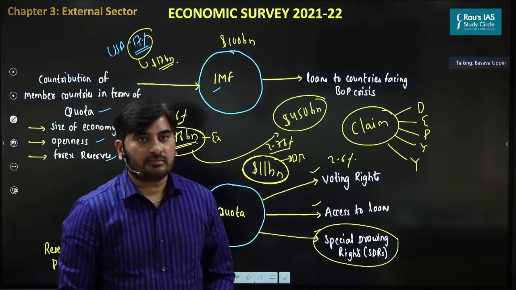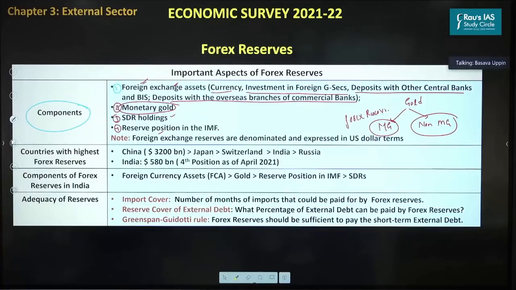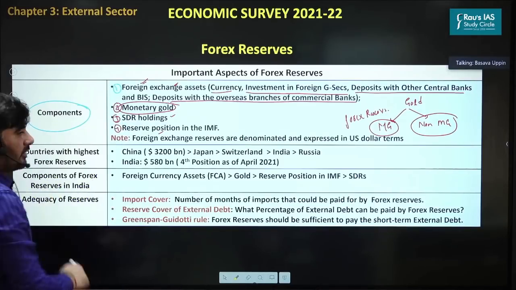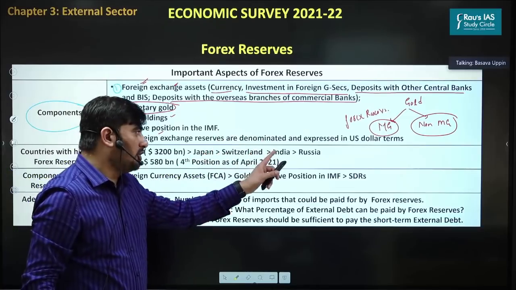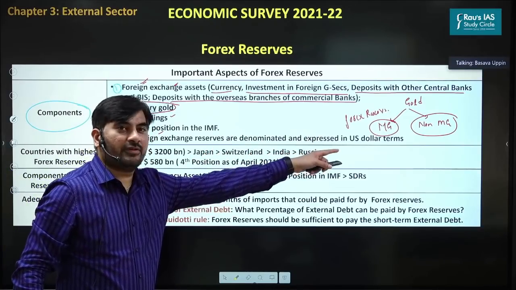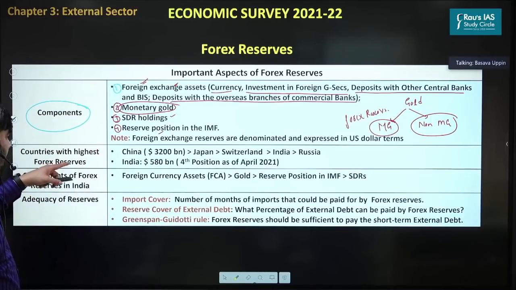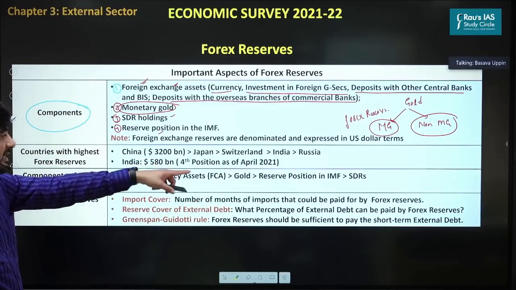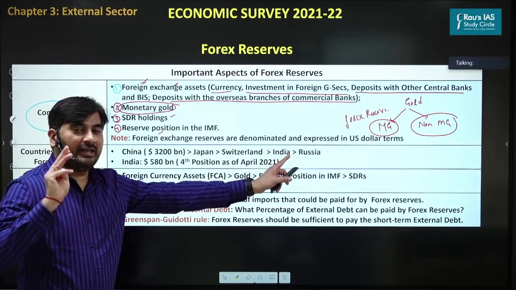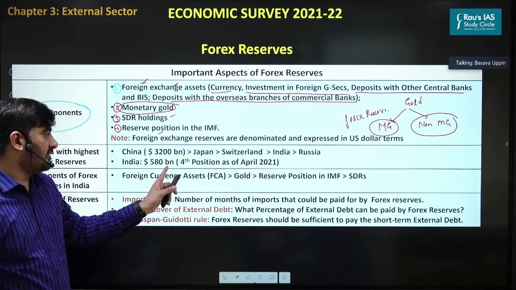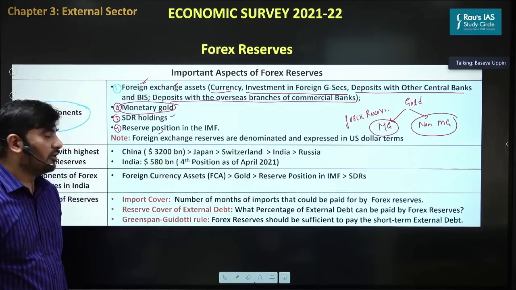Clear? So if you see here, these are the 4 components. And please understand here, our foreign exchange reserves are always denominated and expressed in terms of dollars. Please remember this. And if you look at the countries with the highest forex reserves, look at India's position. India is presently placed at 4th position. India has the world's 4th largest forex reserves. And as of April 2021, we had almost $520 billion.